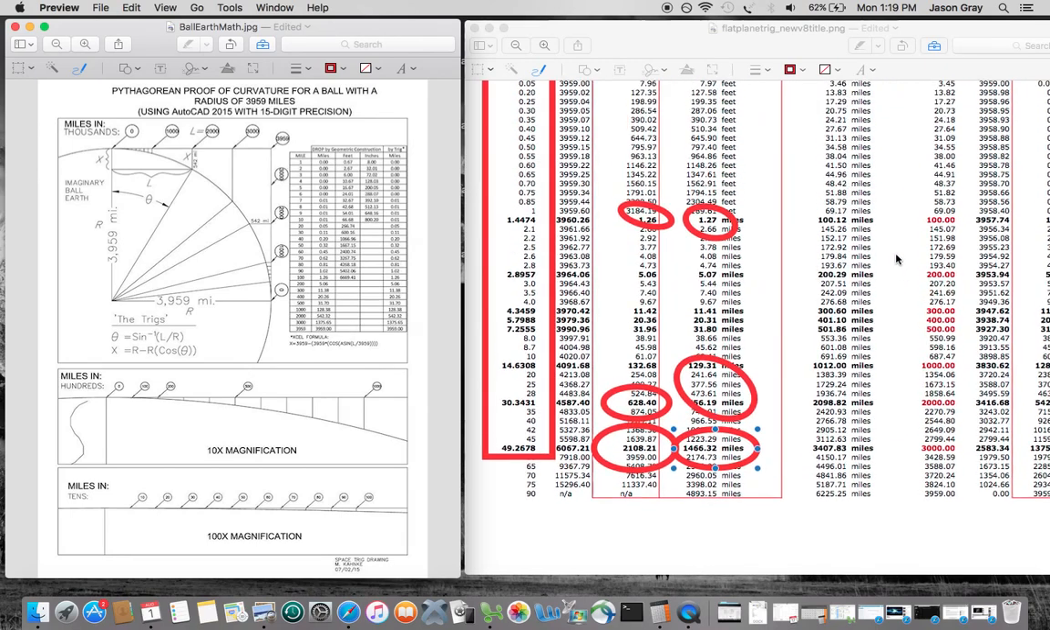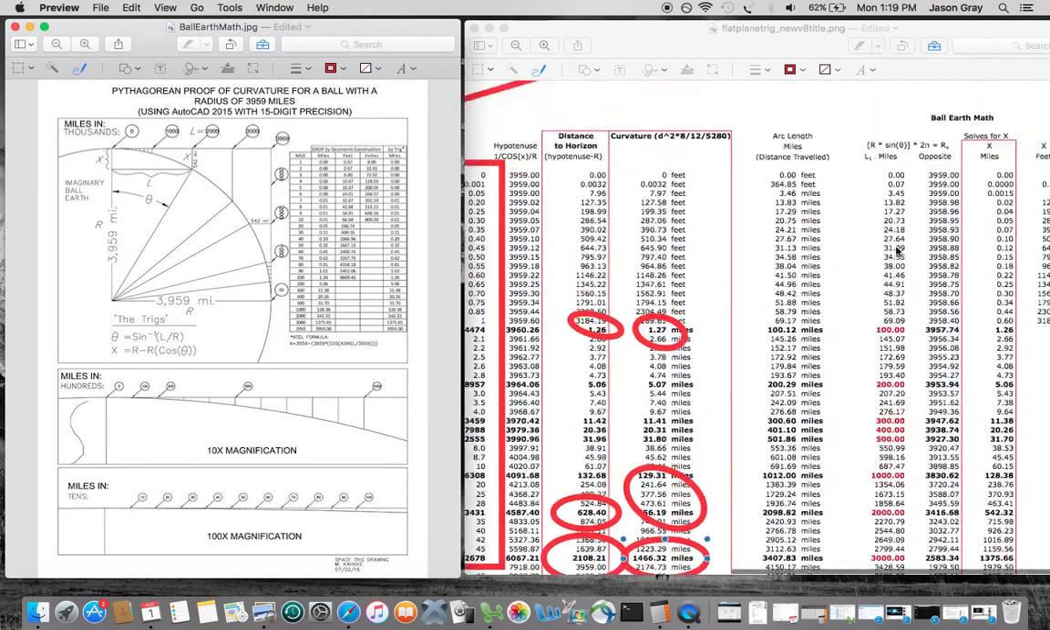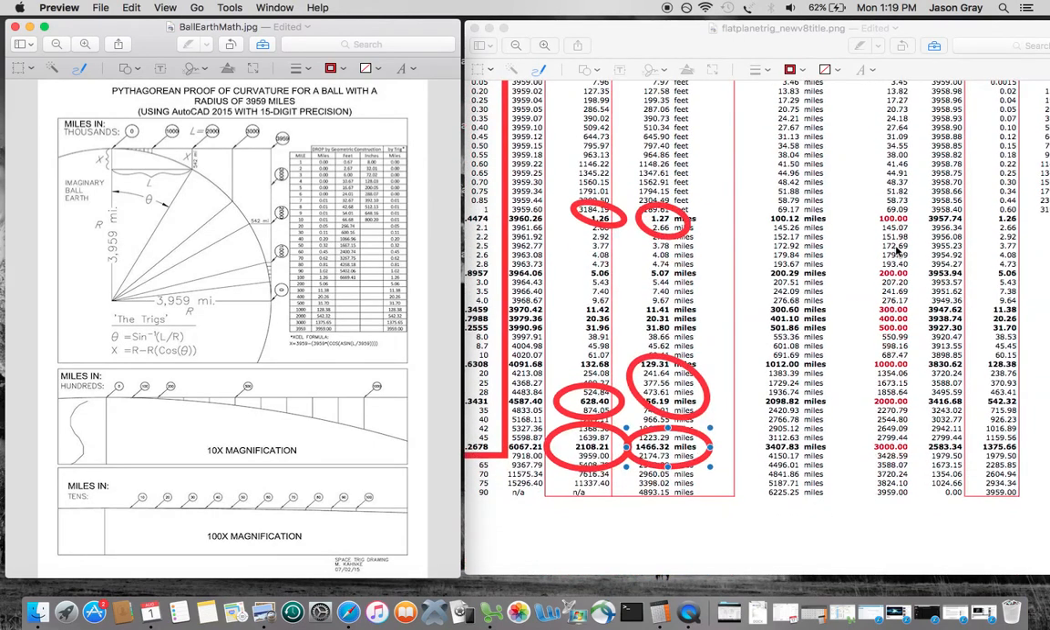I also wanted to put in the ball earth math numbers so that people could compare these values, especially I think I took it to about 100 miles. So if you look at the numbers here, I wanted to match those up with these numbers so that people could actually see that they're the same values.